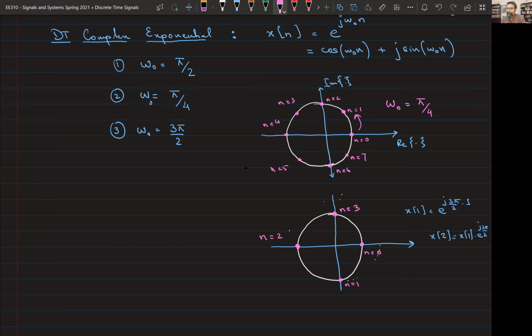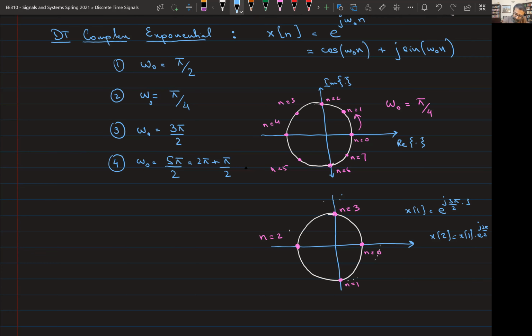Right. It's not just about the direction. Let's talk about the next case. And this next case is omega naught equals 5π/2 radians per second. Right? And this 5π/2 radians per second, just to ease whatever I'm going to do next, is actually equal to 2π plus π/2, because 5/2 is 2.5, right? That's how many radians it is.